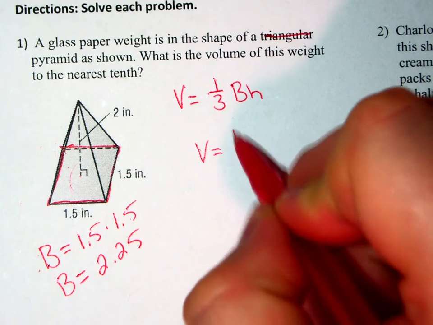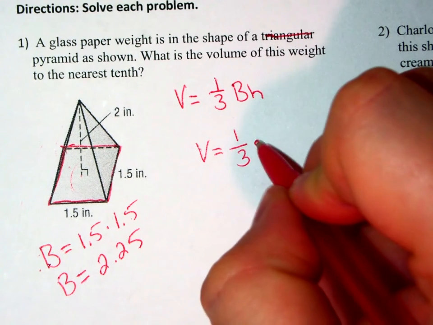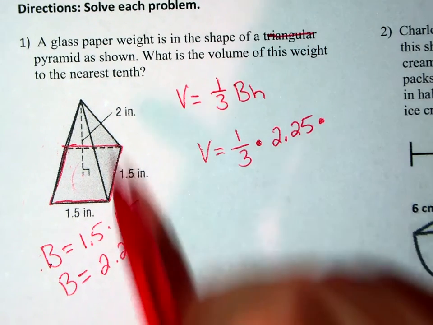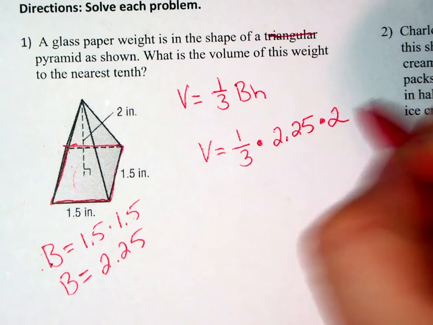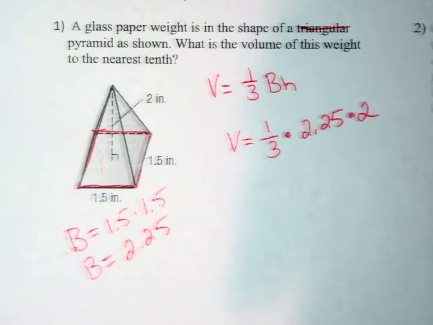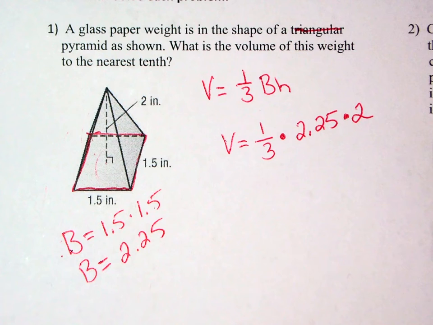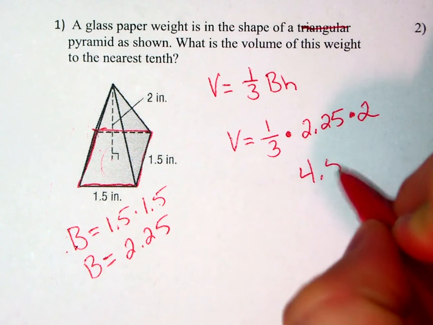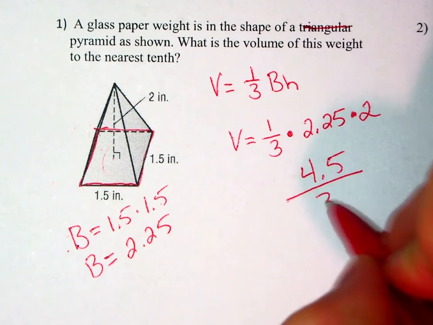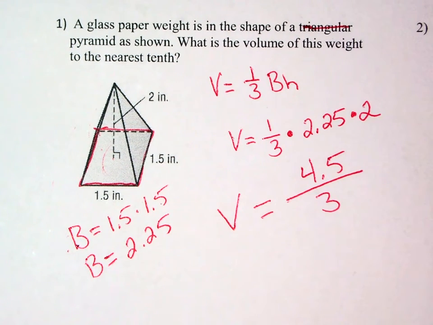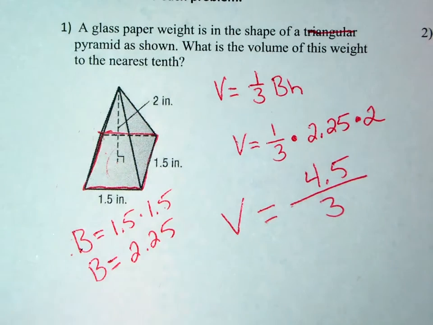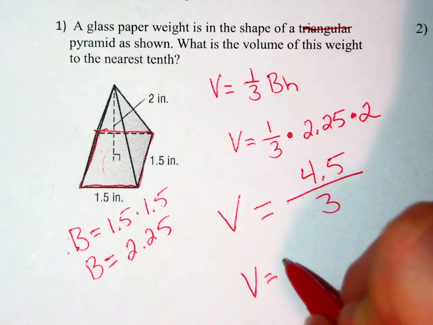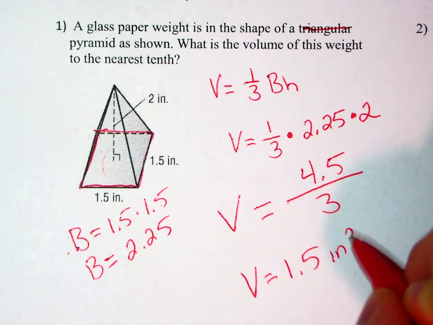V equals 1/3 times 2.25 times my given height, which is 2 inches. So I'm going to go ahead and multiply the 2.25 times 2, and that will give me 4.5 over 3 is equal to my V. And so when I divide 4.5 by 3, I find that my volume is 1.5 inches cubed.